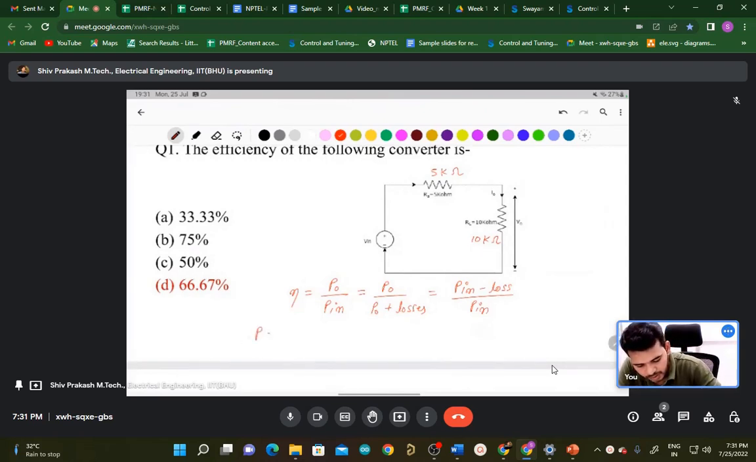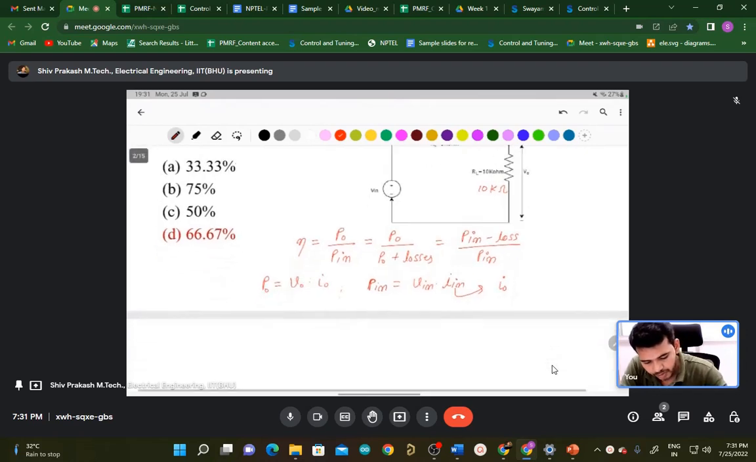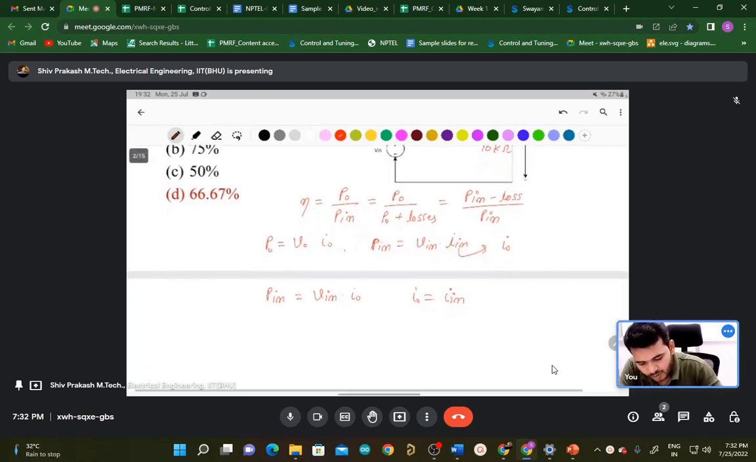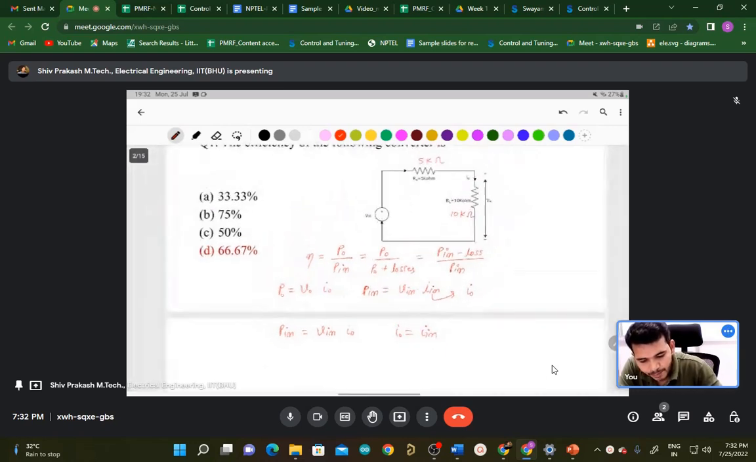Output power means output voltage into output current, P output. And input power is the input voltage and input current. Here the input current is the same as the output current because of the series connected circuit. Then you can write the input power is equal to V in, the input voltage, into output current, because the output current is equal to input current in the circuit.